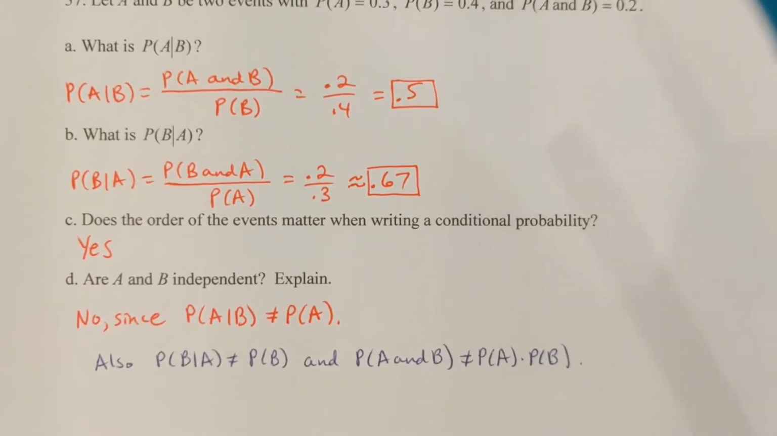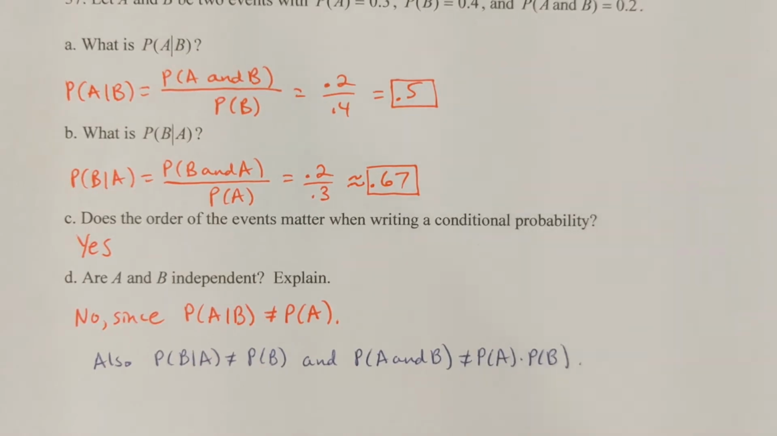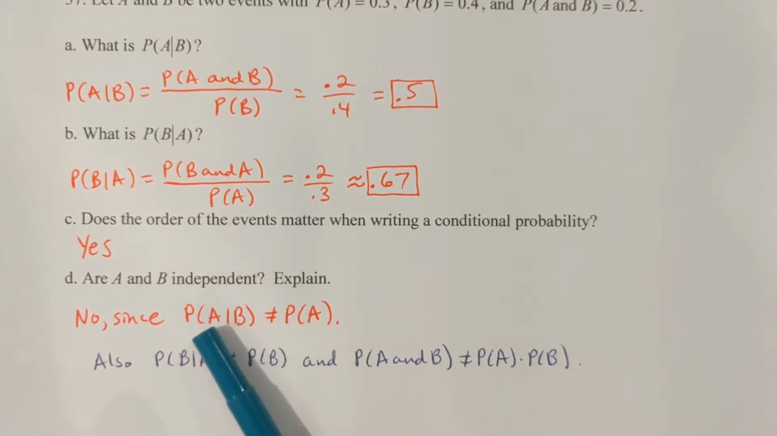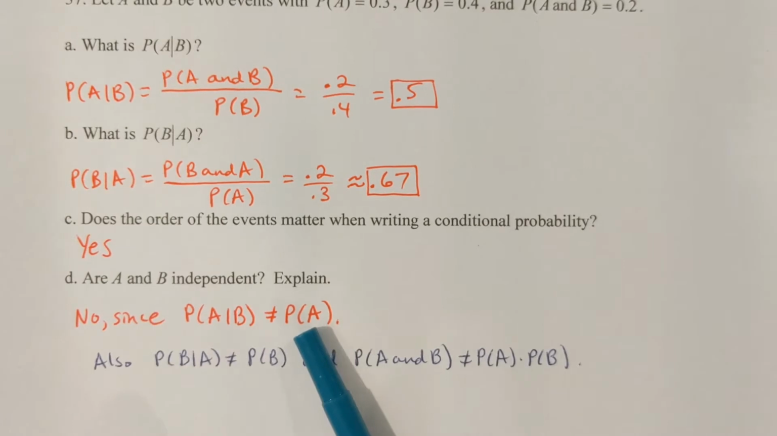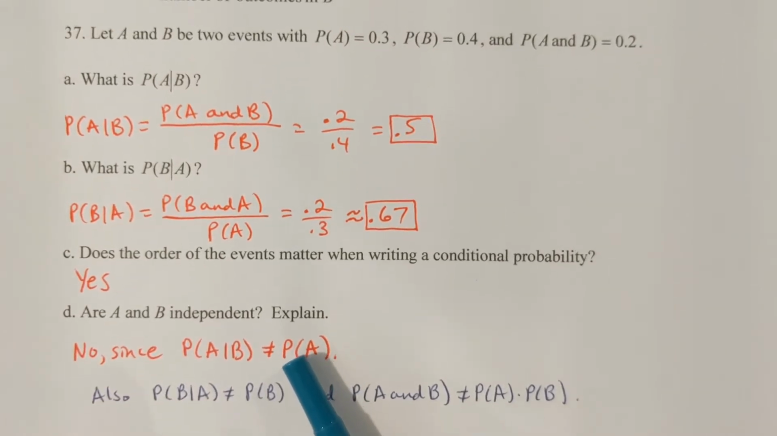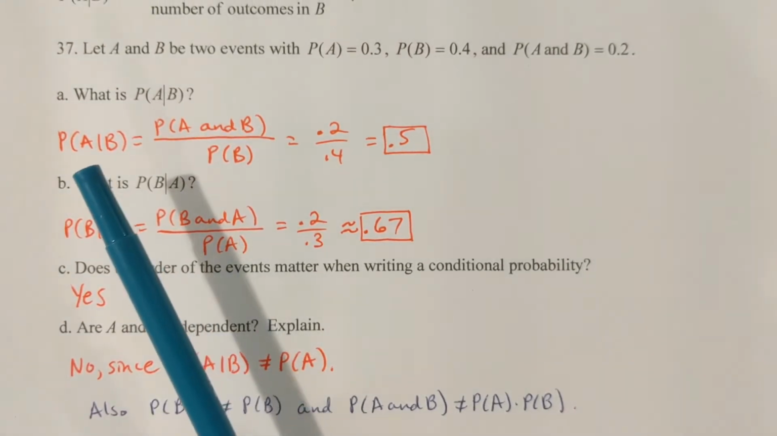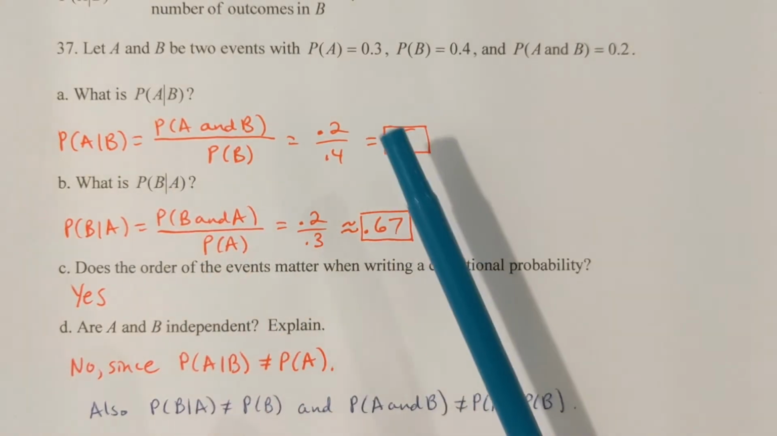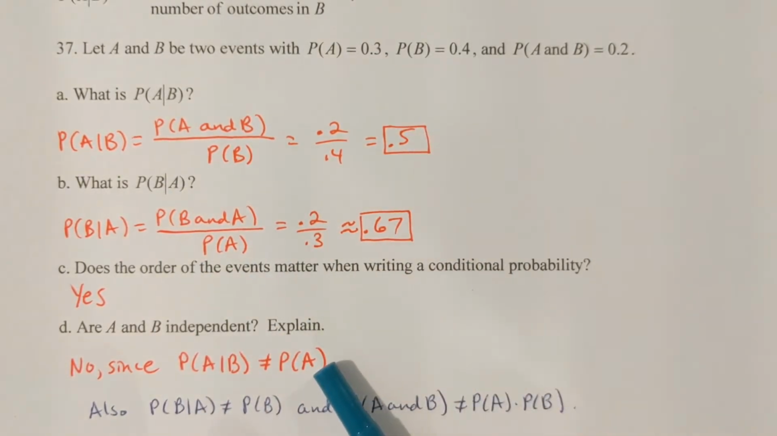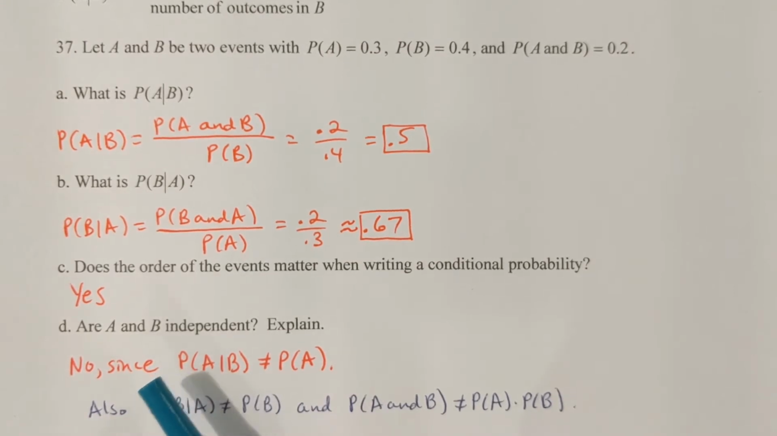Part D, are A and B independent? There are a couple of different ways that we can conclude that the answer is no. Remember that independent events mean that the occurrence of one event does not affect the probability of another event. So just because you're given event B, that wouldn't matter in finding the probability of A since you get the same number. Here we don't see that, because the probability of A given B is 0.5, and the probability of A is 0.3. Those are not the same number, which is why we're concluding no.